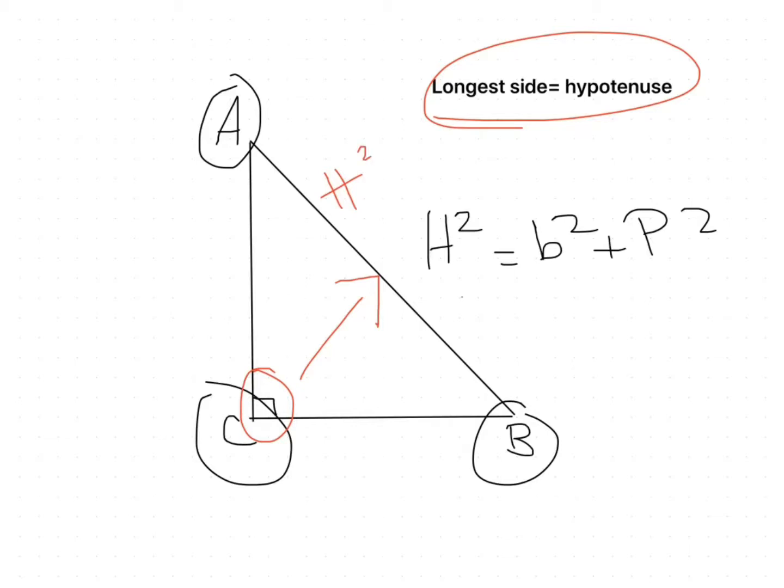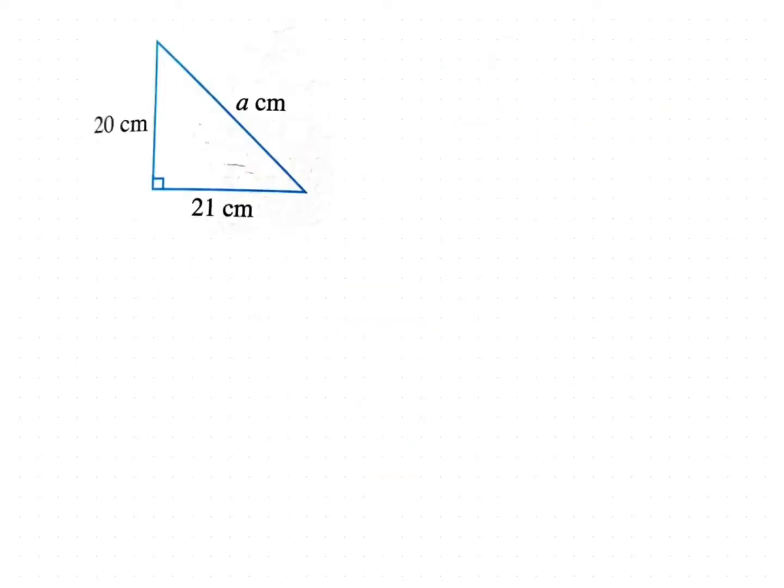In the Pythagoras theorem, it is concluded that the square of the hypotenuse is equal to the squares of the remaining two sides. Base is this side and perpendicular is this side. The Pythagoras theorem can only be used on right angle triangles. In today's class we will be solving 5 questions related to the Pythagoras theorem. So here is question number 1.